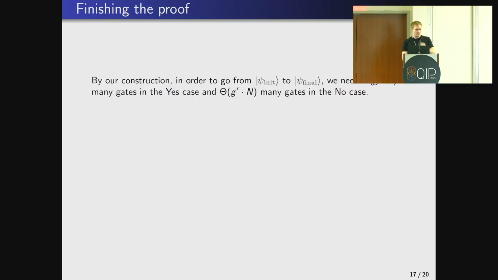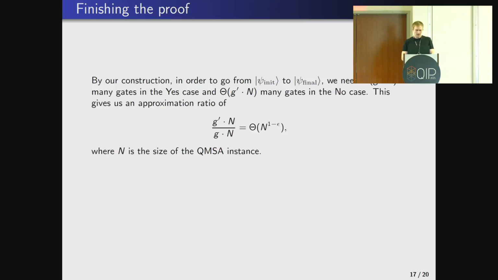Okay, now how we're finishing the proof. We saw that in order to go from the starting to the final state, in the first case, in the yes case, we will need to do roughly g times n many flips, because g is the Hamming weight of the accepting proof. In our case, we need g prime times n many gates. And when we look at the approximation ratio, we get g prime divided by g, which is exactly theta of n to the 1 minus epsilon. But here n is still the size of the QMSA instance.